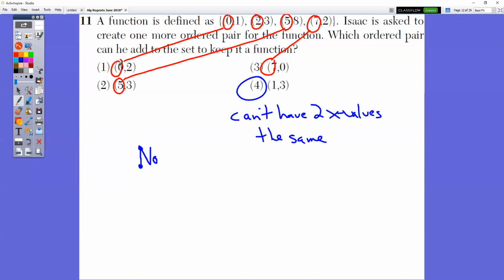So adding another point with a 0 as our x value, that matches this one. We can't have that. We can't have this one with the 5. We can't have this one with the 7. But this one is its own unique x value. So that one would be fine. So it would be choice number 4. That would still be a yes as a function.